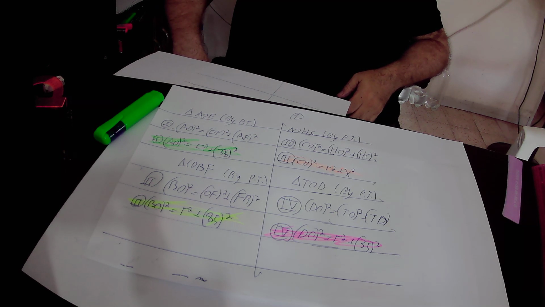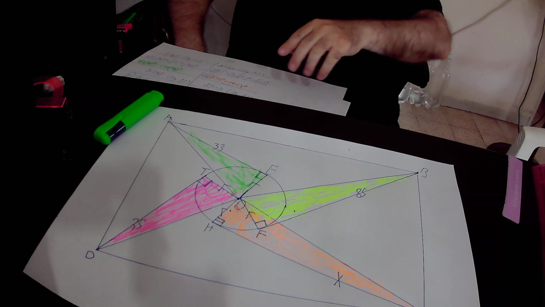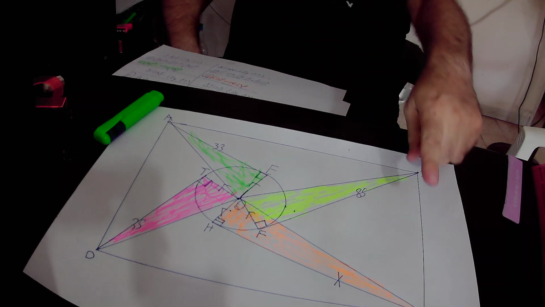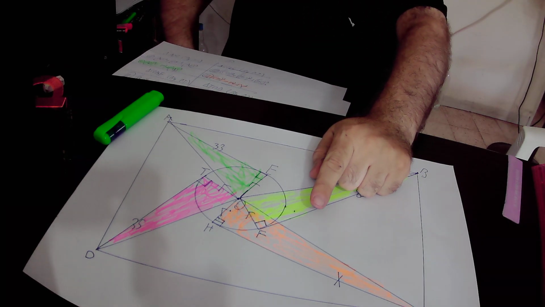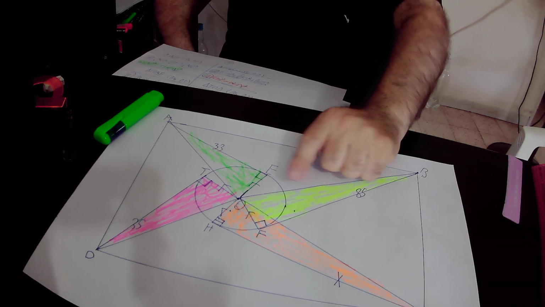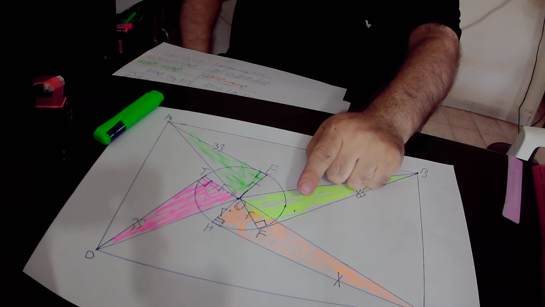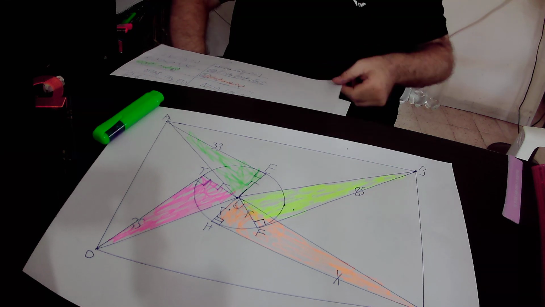Okay, so then we join points C and O together by a straight line. Created in this way, the orange right triangle, triangle OCH. In the orange right triangle OCH, OC square equals OH square plus HC square. OH is R, HC is X.